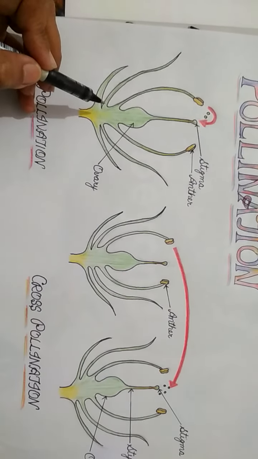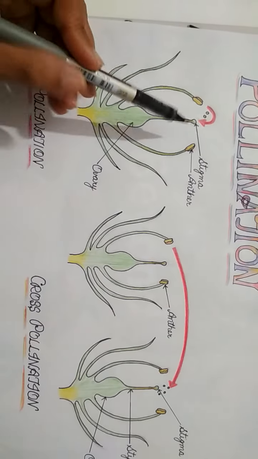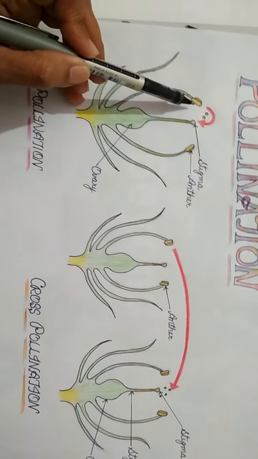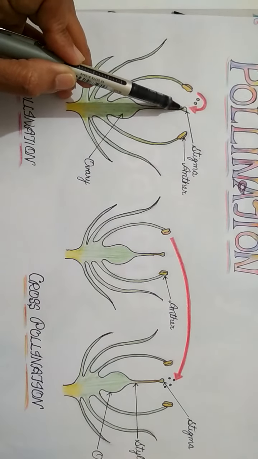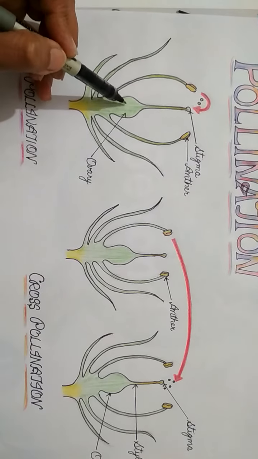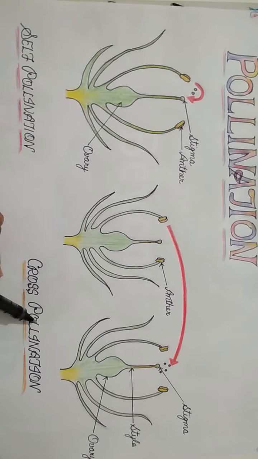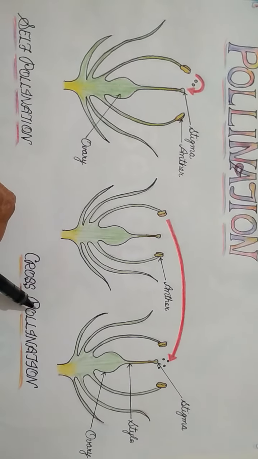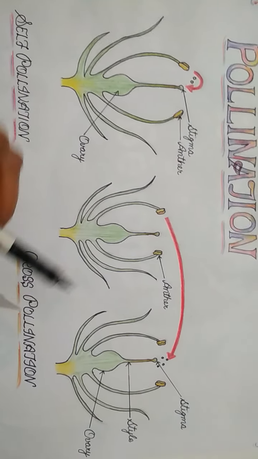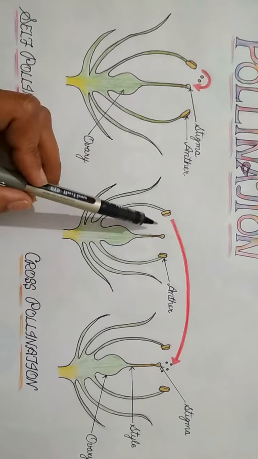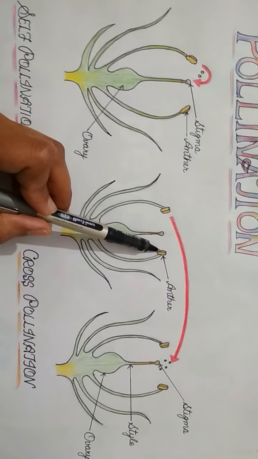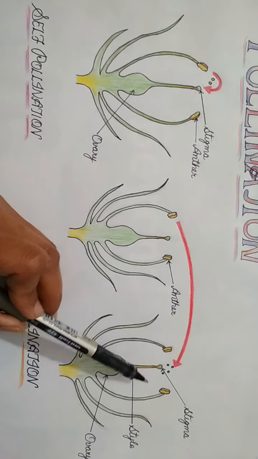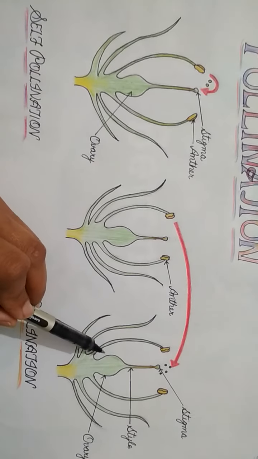In self pollination, the pollen grains are transferred to the stigma of the same flower. See, these are the pollen grains, and they are transferred to the stigma of the same flower. It is also known as autogamy. Cross pollination is also known as allogamy. In this type of pollination, pollen grains are transferred from the anthers of one flower to the stigma of another flower of the same kind. The flower should be of the same kind.